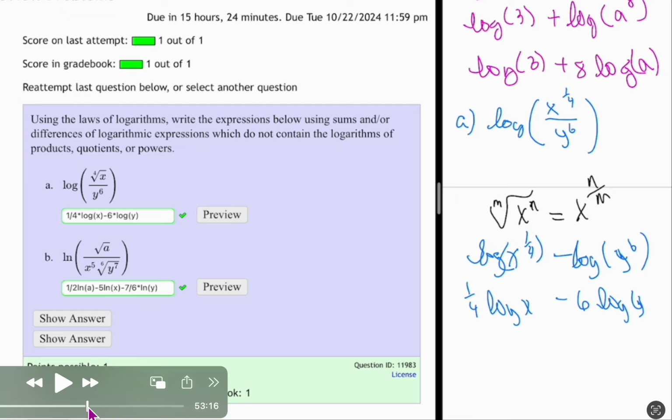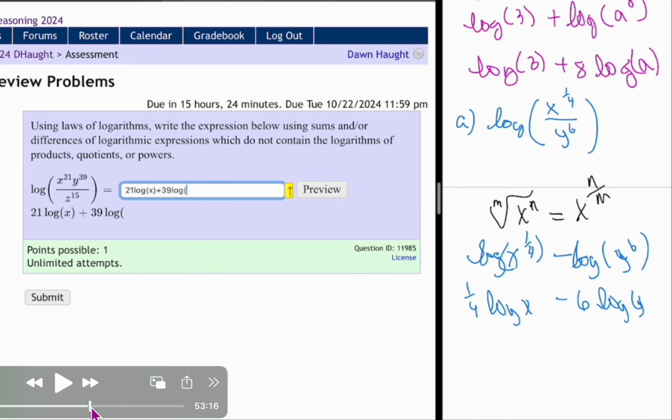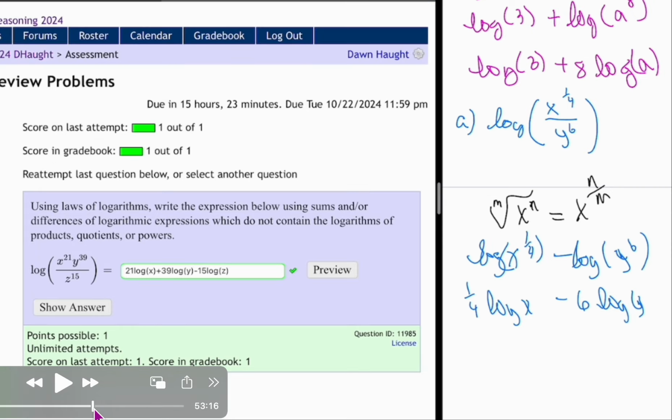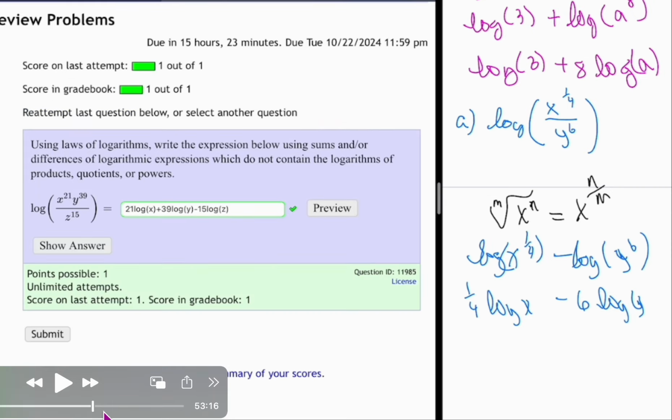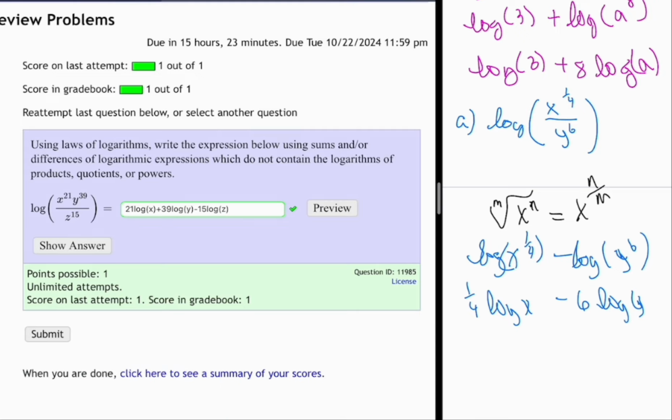Let's move on to question 19. The 19 is a nice one. It's nice and green right there. Any of the factors on top, you'll notice the x and the y are both positive. I dropped their powers down in front, so 21 log of x plus 39 log of y. And then I have subtracted the z that's in the bottom, dropped its 15 power down in front. So that's a nice one. There is question 19.